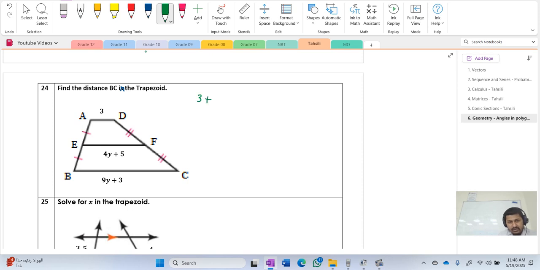So you know y is equal to 4, but we want BC. So BC is equal to 9 times 4 plus 3, that's 36 plus 3, which is 39 units. So that should be your answer. I hope you guys understood that. Moving on to the next one.